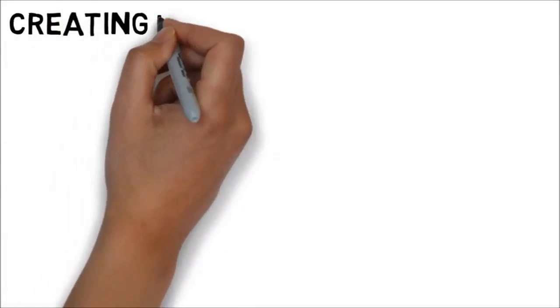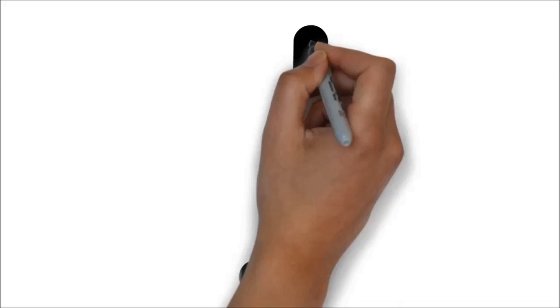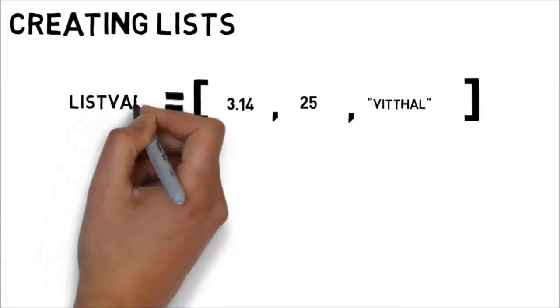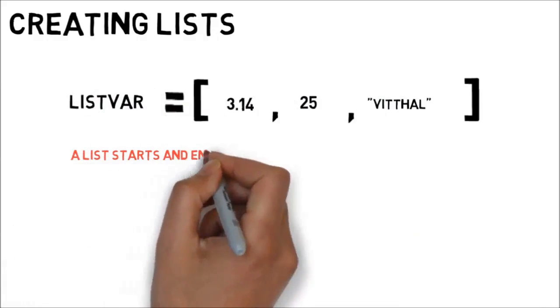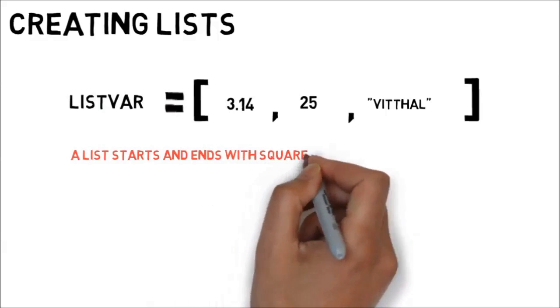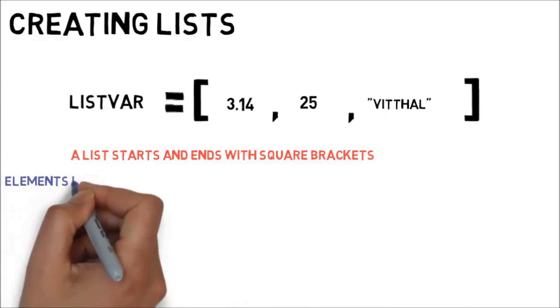Here's how you can create a list. Just take a list of elements and enclose them in square brackets. That is the key. Then separate the elements of the list with commas. Now, the list can have any type of elements. So you could have a decimal or a float, you could have an integer and a string, all in one list. By using the equals sign, we have assigned this list to the variable list_var. So list_var is a variable whose value is now this list, which contains 3.14, 25 and the name Vittal.